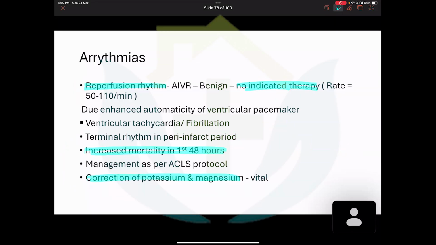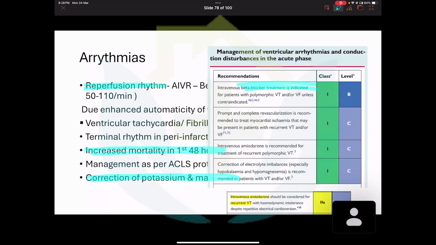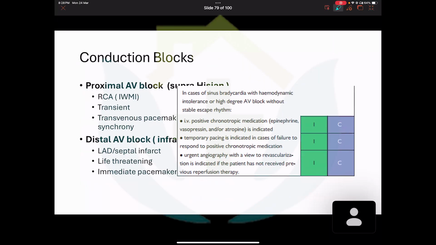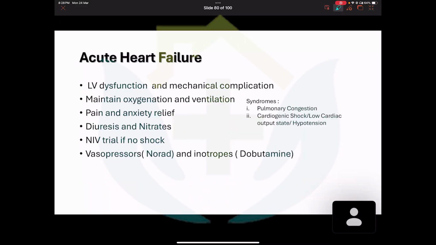I think you all know that those are the ones which will be causing the potassium, magnesium problems. That is very important. Conduction blocks, we have to diagnose the conduction blocks. There's nothing to discuss today. In cases of sinus bradycardia or hemodynamic intolerance, then we can use epinephrine or atropine. Temporary pacing is another option.